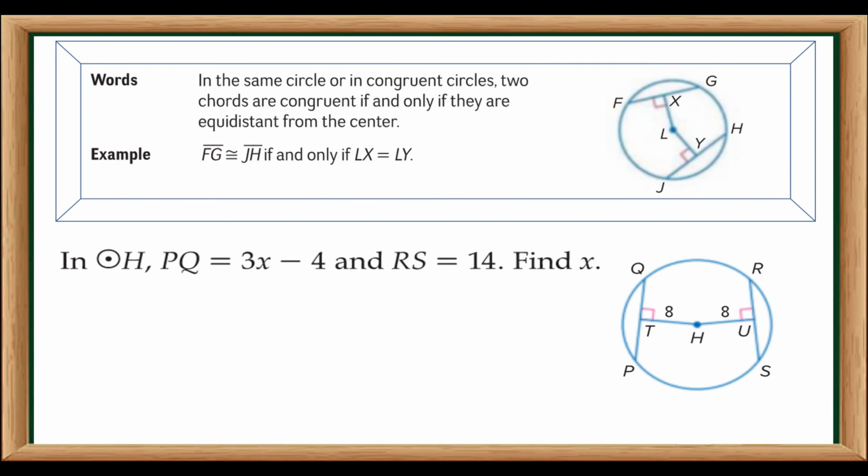Another theorem related to circles is, in the same circle or in congruent circles, two chords are congruent if and only if they are equidistant from the center. Example, segment FG is congruent to segment JH if and only if LX is equal to LY.